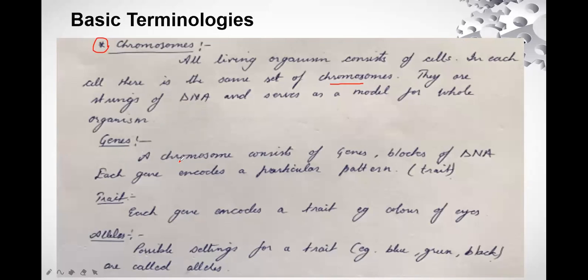Next one is genes. A chromosome consists of genes, blocks of DNA. Each gene encodes a particular pattern. That is, a particular chromosome consists of genes and blocks of DNA. Each gene encodes a particular pattern. That means each gene will have its own particular pattern, and that specific pattern is called the trait. Each gene encodes a trait. Now when we see it biologically, what does it mean? We can see that every human being has eyes, right?